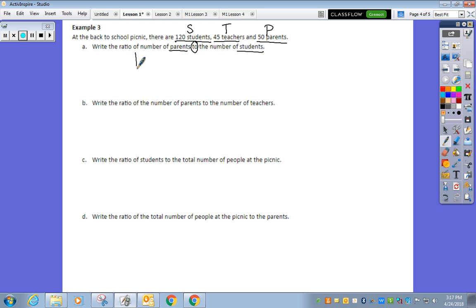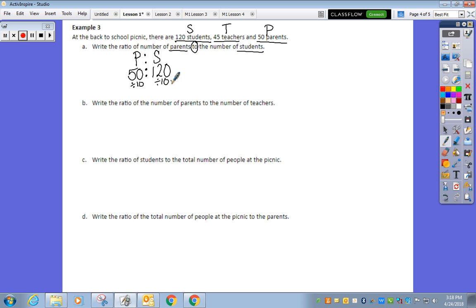Okay, letter A asks us to write the ratio of the number of parents to the number of students. So this time I'm doing parents to students. If I look back into the problem, the number of parents is 50. The number of students is 120. These two numbers are not in simplest form, so I'll have to start by doing that. If you look at these two numbers, they both end in a 0. If you have a number that ends in 0, that means it can be divided by 10. So I'm going to start by dividing both of these by 10.